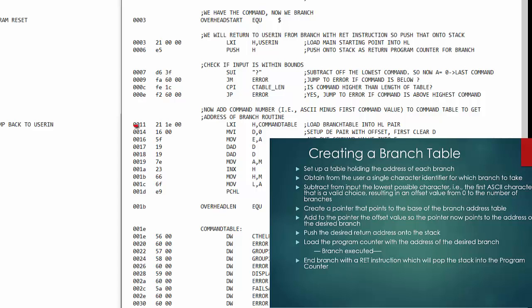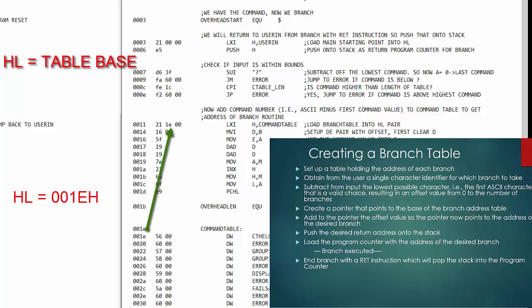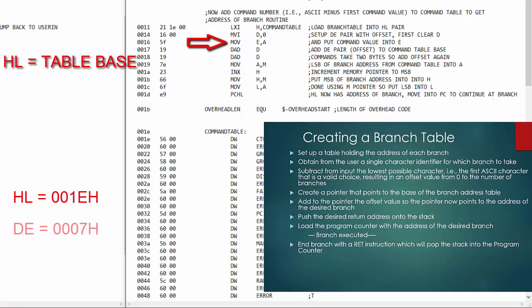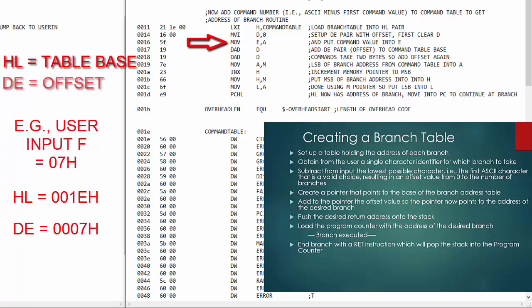The next step is we load into our HL pair the beginning address of our command table. In this case, we LXI H the command table, and you can see the assembly instruction of that. LXI is 21, and it's going to load into the HL pair the address 001E, which is the beginning byte of our command table, which is again the addresses of all our branches. We're going to clear D, because we're going to need the DE pair, and then put into E the value that was obtained from the user after we subtracted off the question mark. So we have in E our offset, a value between 0 and 27.